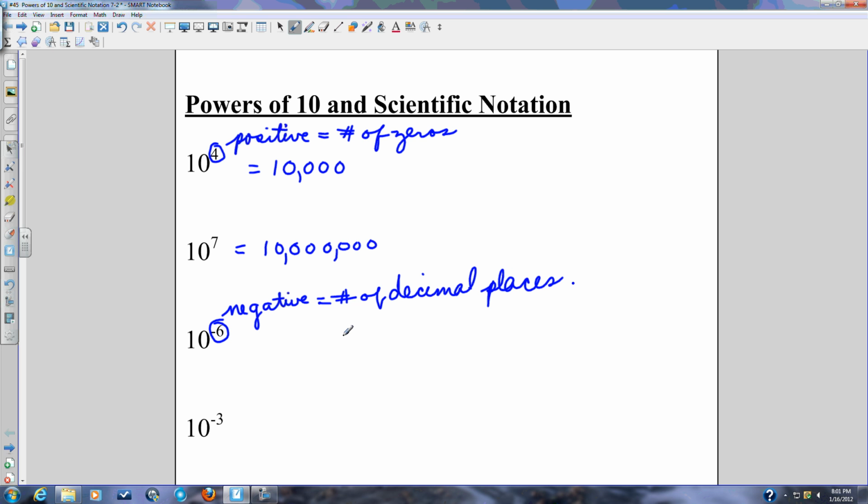Okay, so 10 to the negative 6, we'll put down 0 and then our decimal point, and we need 6 decimal places, so we're going to count 1, 2, 3, 4, 5, 6, and the last, so it'll be 5 zeros followed by a 1 to make 6 decimal places. Now 10 to the negative 3 is going to have 3 decimal places, so we write down a 0 and our decimal point, and so we write 0, 0, 1 for 1, 2, 3 decimal places.